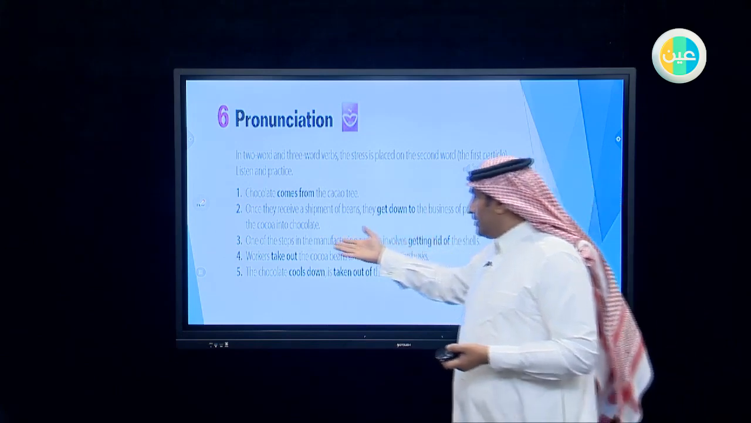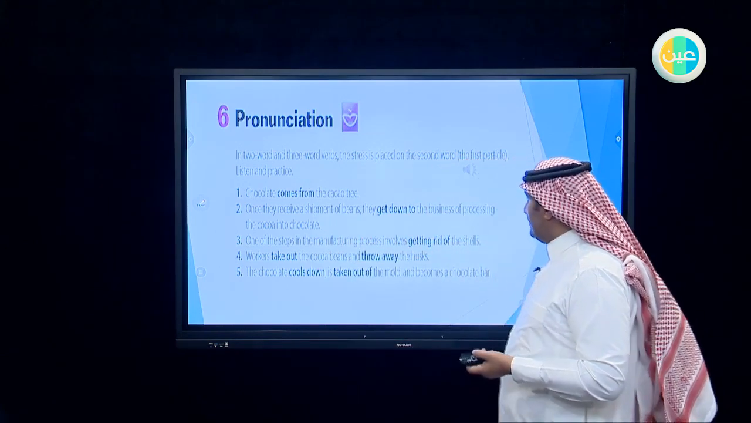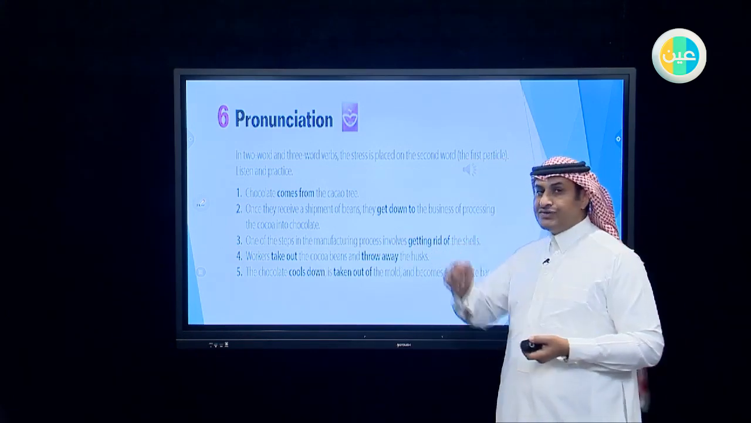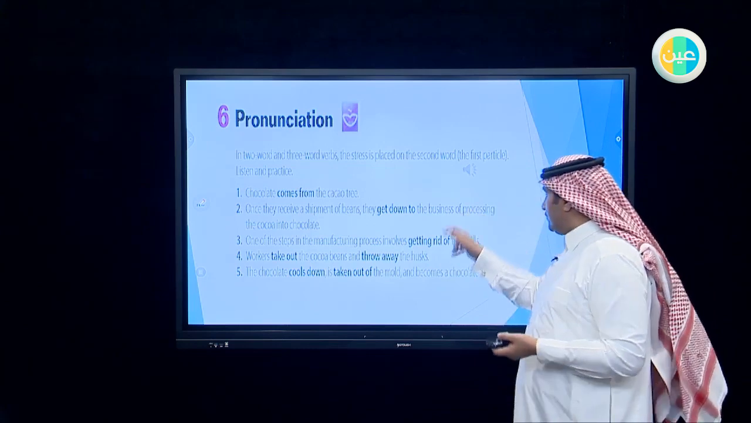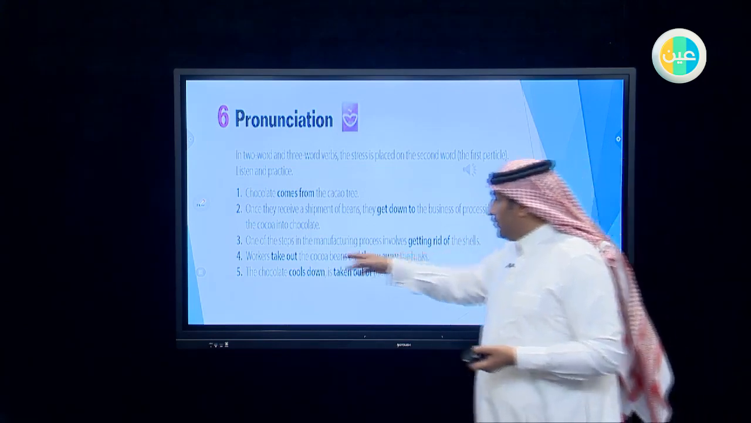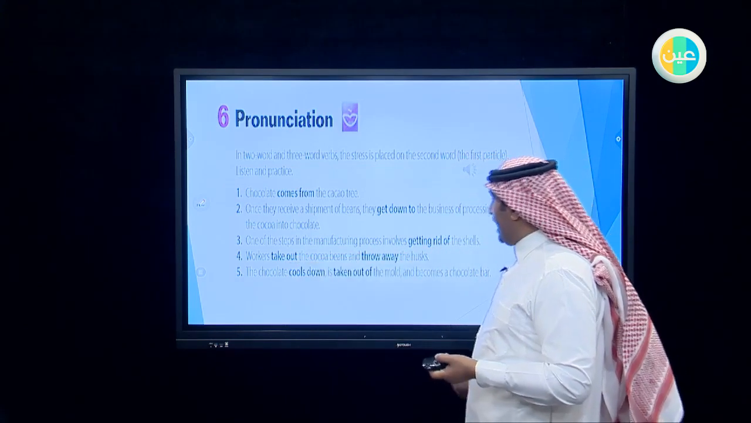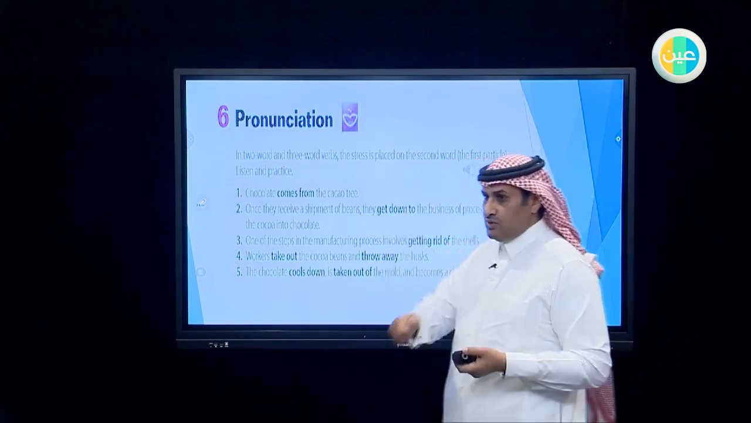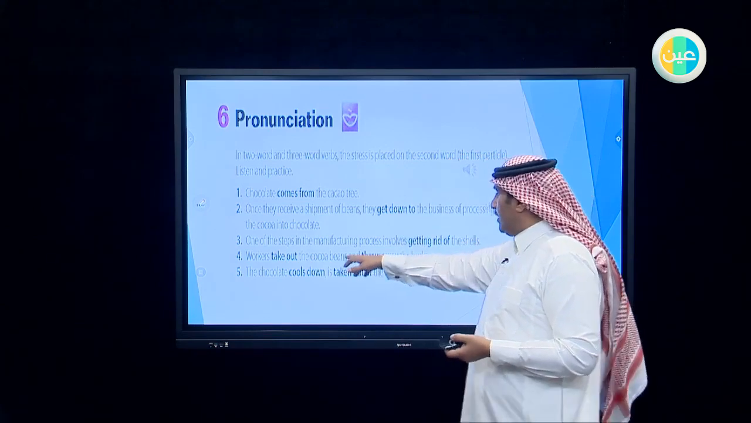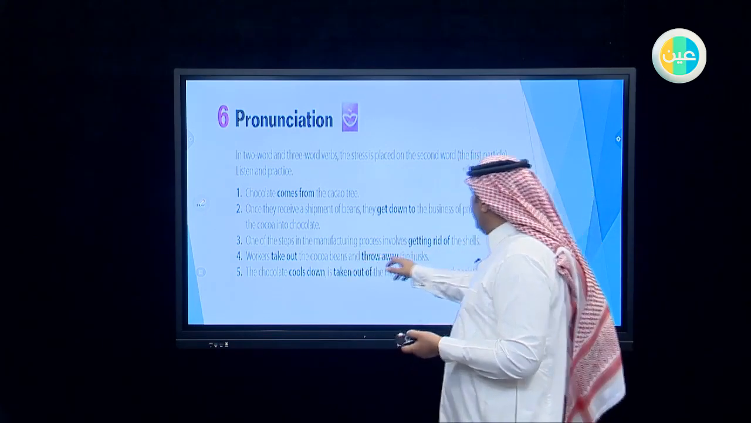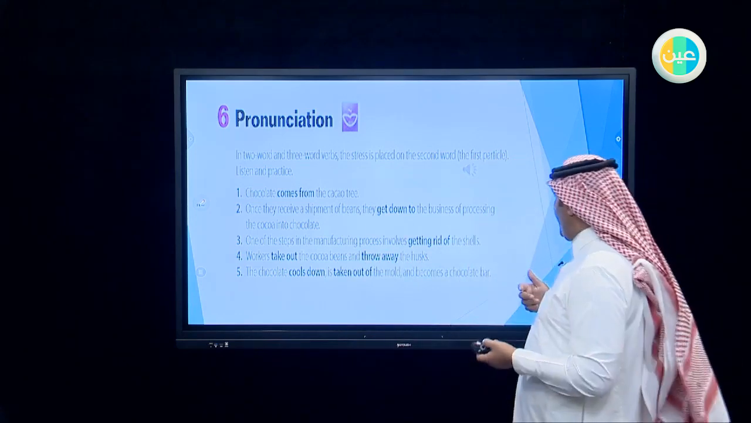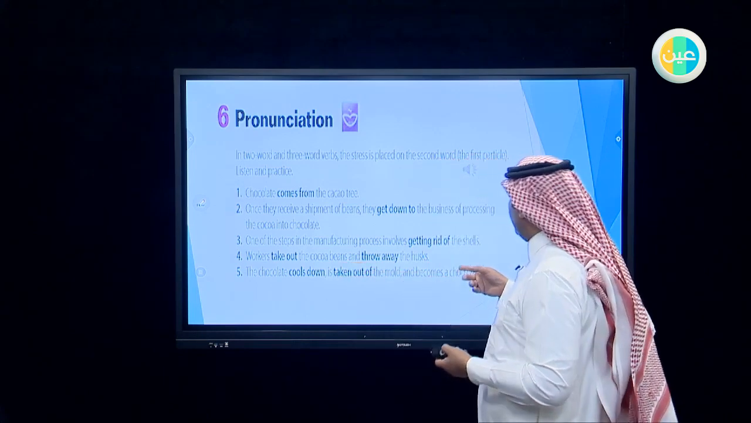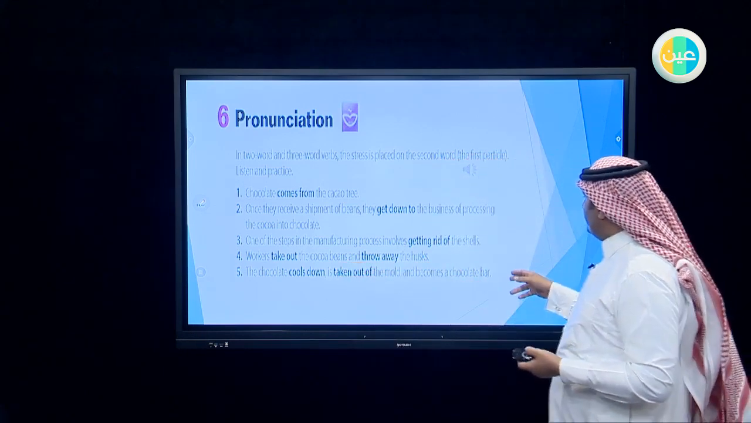The third one: one of the steps in the manufacturing process involves getting rid of the shells. Getting rid. We have to stress the second word. The fourth one here: workers take out the cocoa beans and throw away the husks. That stress means stress on the second part of the word. And the last one: the chocolate cools down, is taken out of the mold and becomes a chocolate bar.